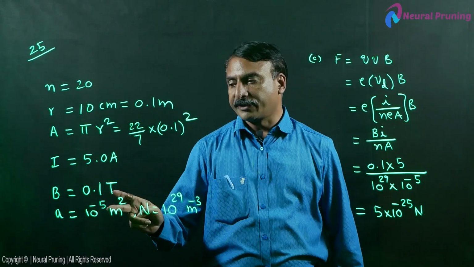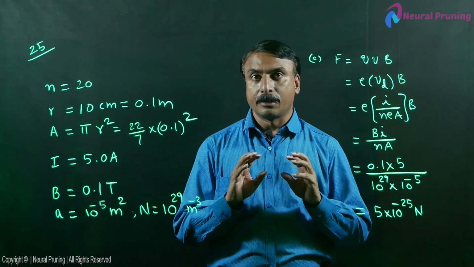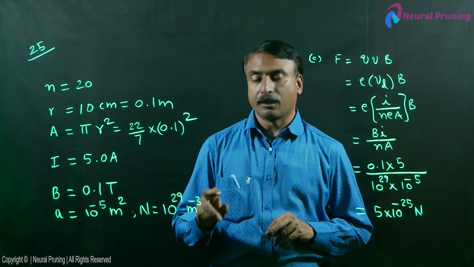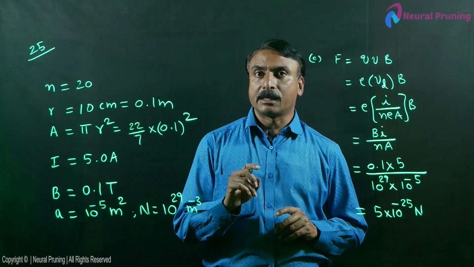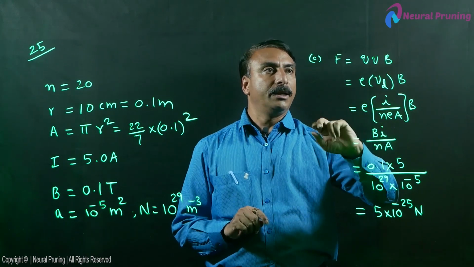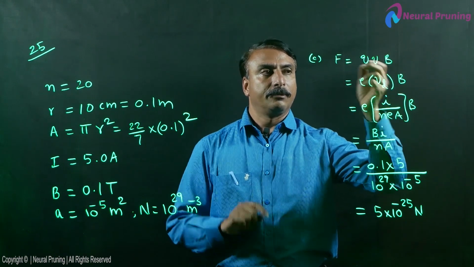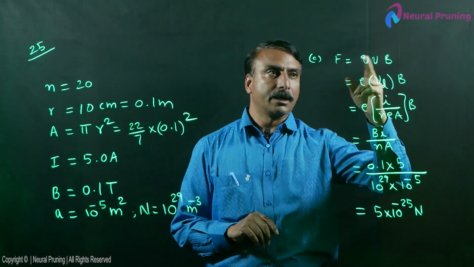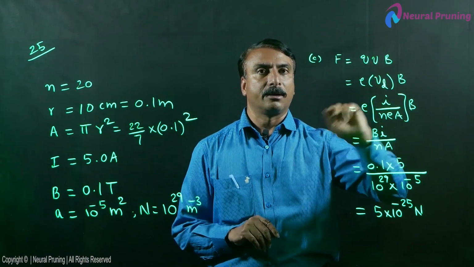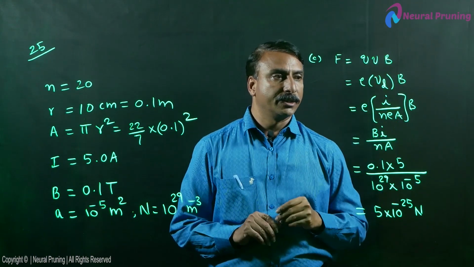Now, the wire's area of cross section is given as 10 raised to minus 5 square meter, and whose free electron number density is given as 10 raised to 29 per cubic meter. Then the force experienced by each electron, F is equal to QVB, and here Q is nothing but the charge of the electron, and since the current is flowing through that, each electron is moving with a constant speed that's called drift speed, and it is placed in uniform magnetic field of induction B.